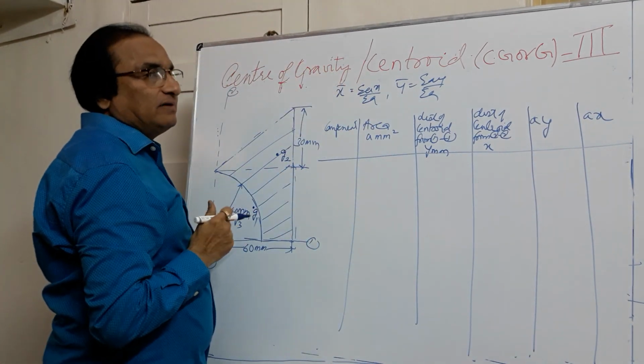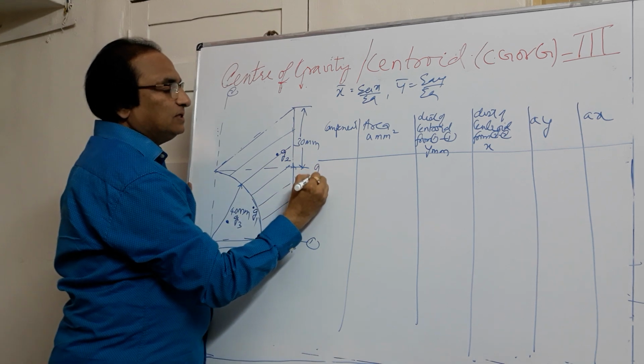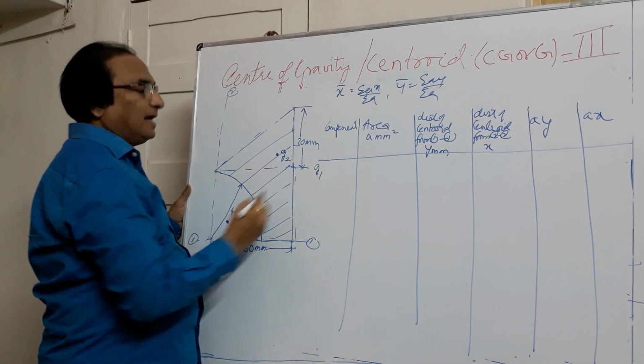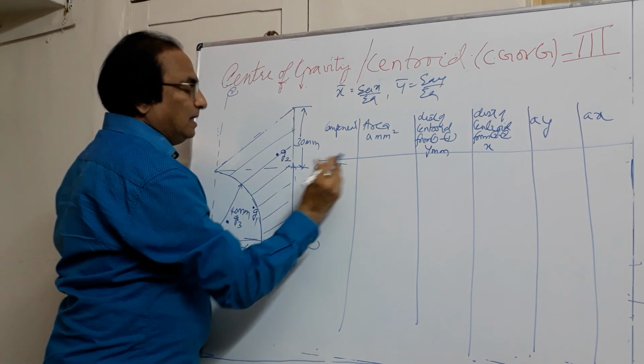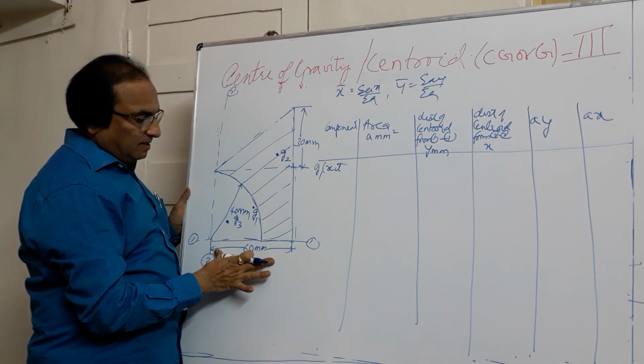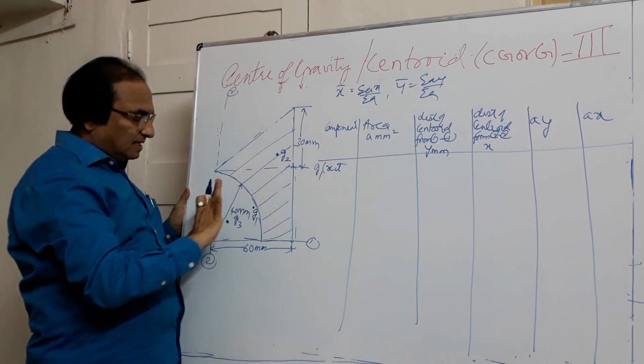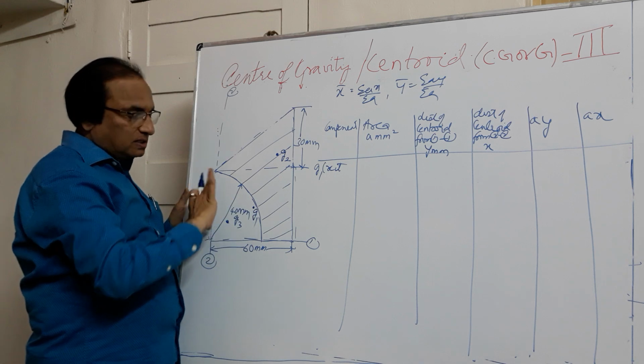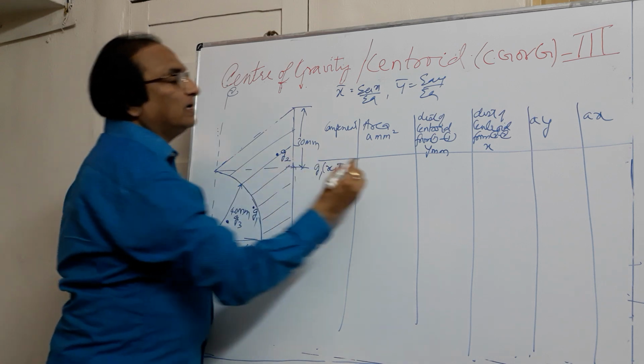This is a table having 6 columns. We'll begin with G1. G1 is this rectangle. And what is the size of the rectangle? 60 mm by this height. This height is nothing but the radius of the quarter circle. So it is 60 by 40.